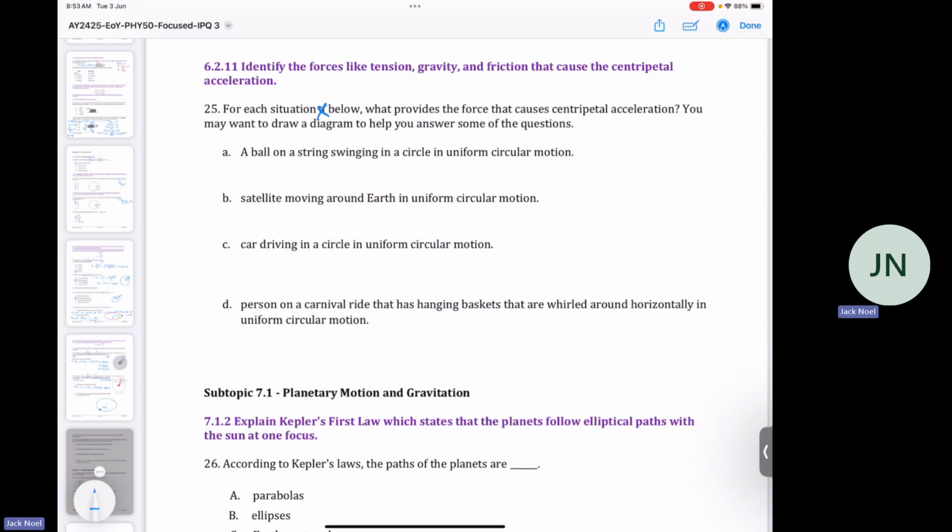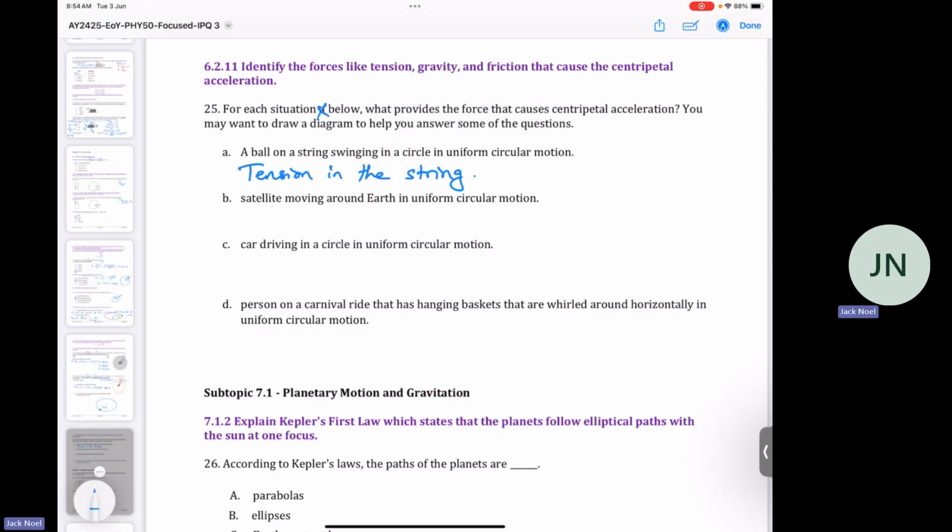So you have a string. At the end of the string, you have a ball, and that ball is swinging in a circular path. So in this case, the centripetal force is caused by the tension in the string. Satellite moving around Earth in uniform circular motion. The gravitational force between the satellite and the Earth is the one causing this centripetal acceleration.